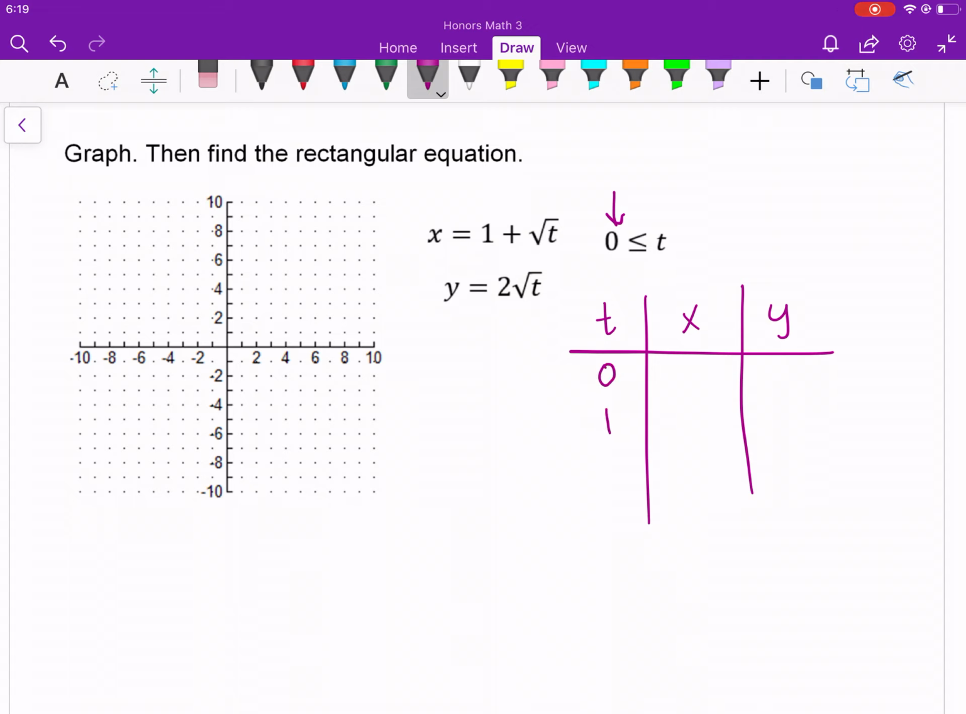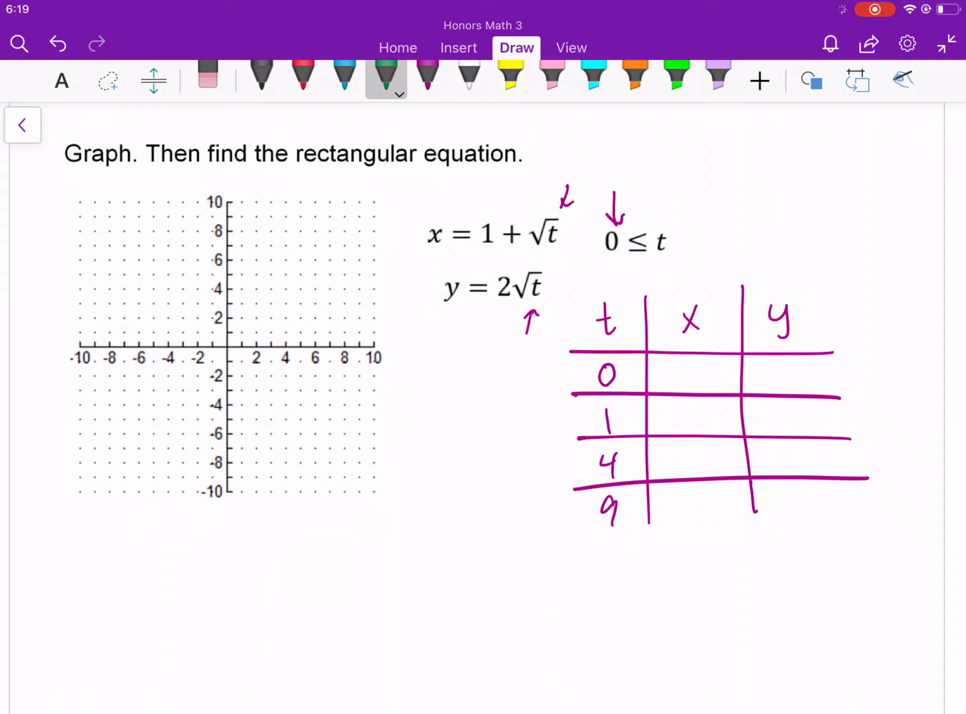0. Now, since both of these have square root of t, it might be worth our while to pick perfect squares. So rather than doing a 2 for t, I might choose 4 and then 9, and let's just try from there. Okay, so I'm going to go ahead and plug in 0.